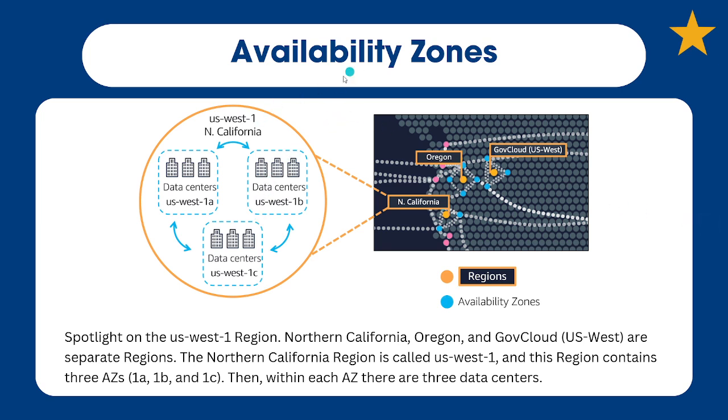So here's a graphic on availability zones. Here we can see the US West 1 AWS region in Northern California, and here are the different AZs in there. So we have three AZs here, three groups of AZs. Northern California, Oregon, and GovCloud US West are separate regions. This is one region. The Northern California region is called US 1, and the three AZs are 1A, 1B, 1C. Within each AZ, it appears there are only 3 data centers.